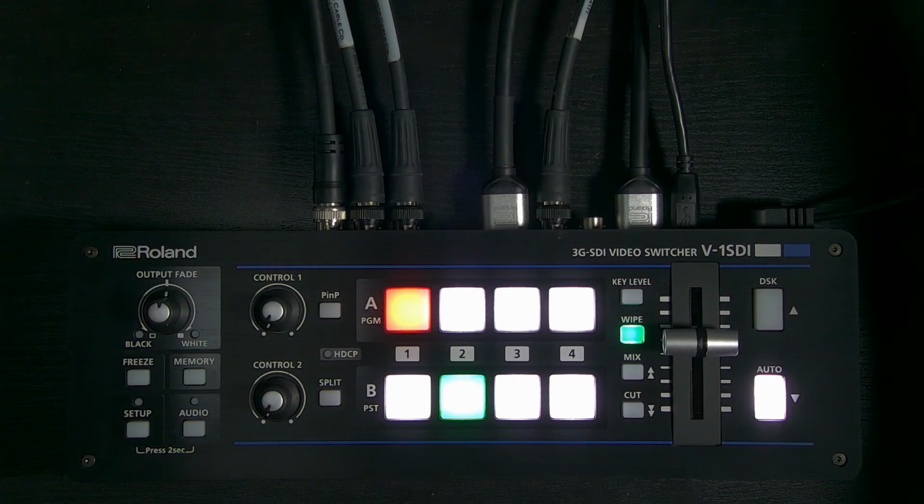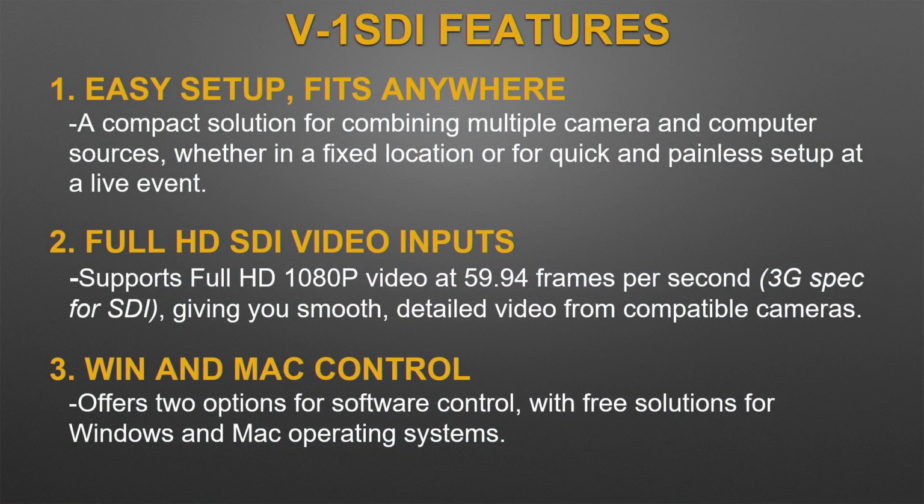So I'm going to start with some key features on the V1 SDI. Easy setup, it fits anywhere. So this is a compact solution for combining multiple camera and computer sources, whether in a fixed location or for quick and painless setup at a live event. So you saw that footprint that I just had in that previous shot. Very compact and will fit in just about any space on a production desk.